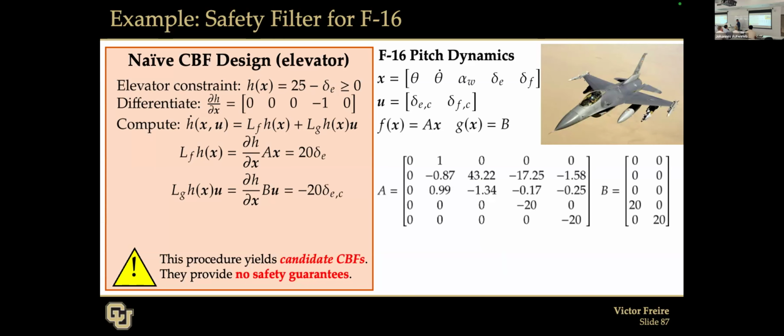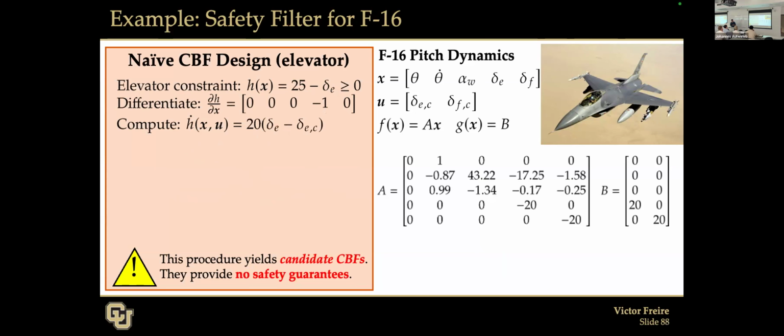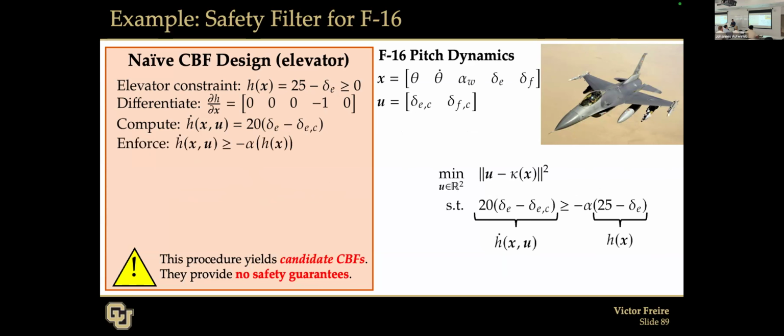And we can do the same thing for the LGH term, right? Just taking the fourth row. You can probably do this matrix multiplication in your head. That's what you get. So H dot is that term. And then we just enforce H dot greater than or equal to minus alpha of H, and put it in the CBF safety filter, CBF-QP it's called.